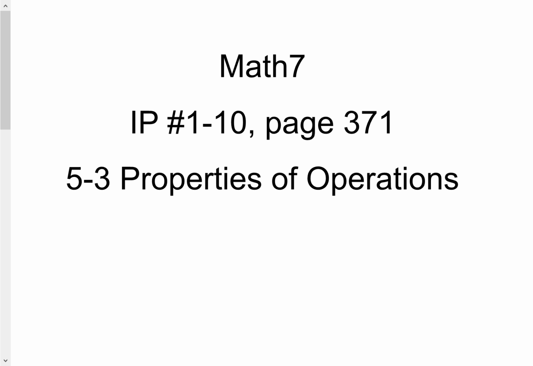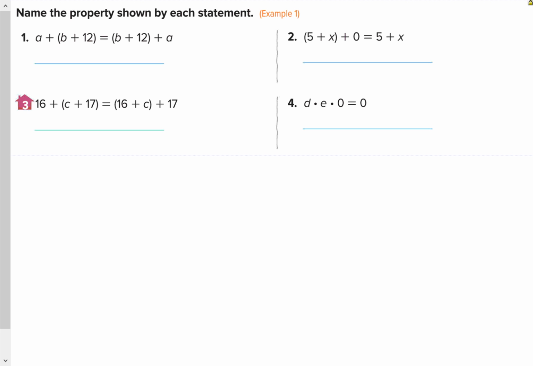Hi there. Today we're going to discuss independent practice number 1 through 10, page 371. This is in chapter 5, lesson 3, properties of operations. So first thing we're going to do is name the property shown by each statement.